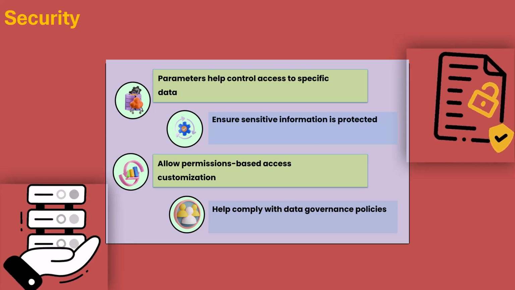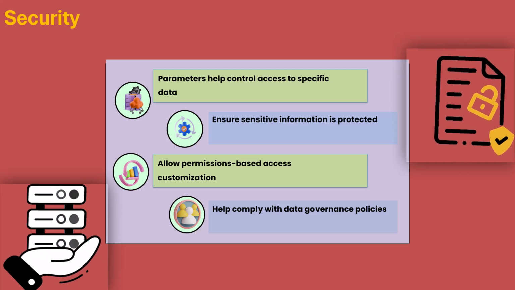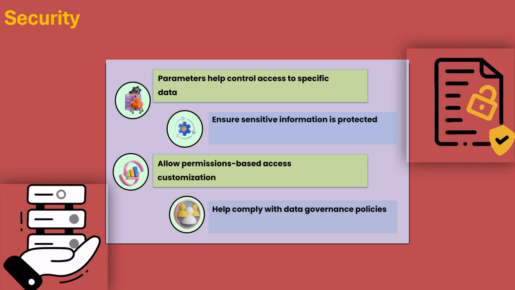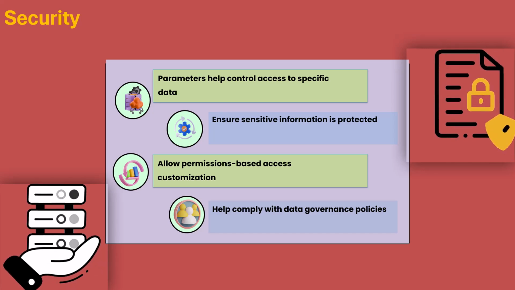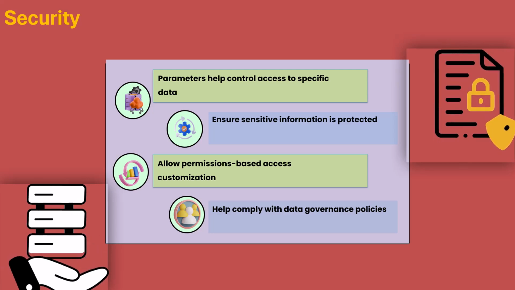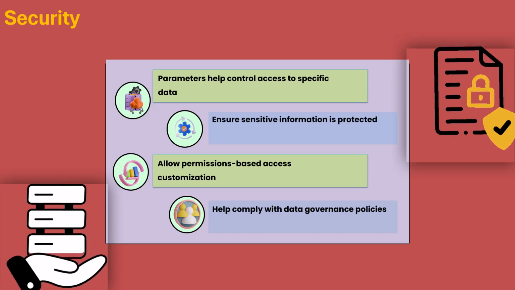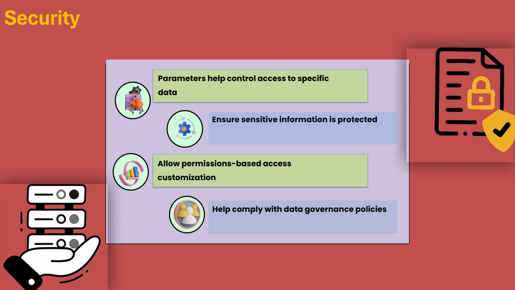Security isn't just about locking your doors. It's about controlling who gets access to your data. Parameters help set up permissions so only authorized users see the right information. No more accidental data leaks or unnecessary exposure. Think of it as setting up digital access passes, except no awkward badge scans.